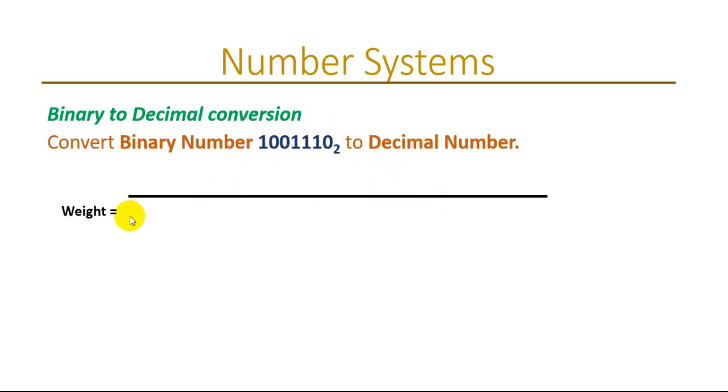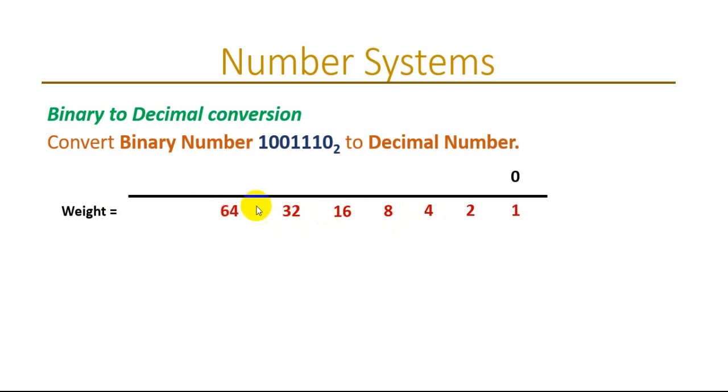We put this and we want the weight starting from 1 and multiples of 2. How many digits we need? 1, 2, 3, 4, 5, 6, 7. There are 7 positions here, so we need 7 weights. So 1, then multiples of 2: 2, 4, 8, right? 16, 32 and 64.